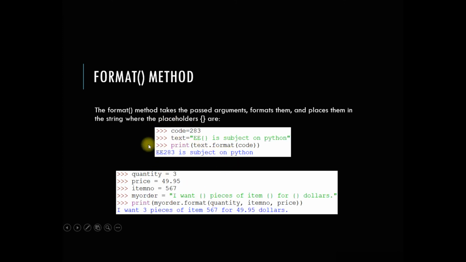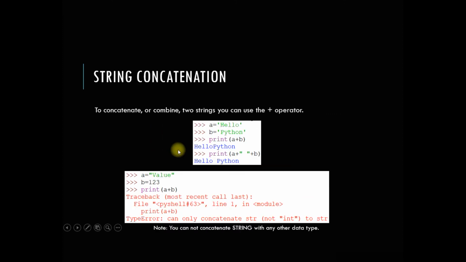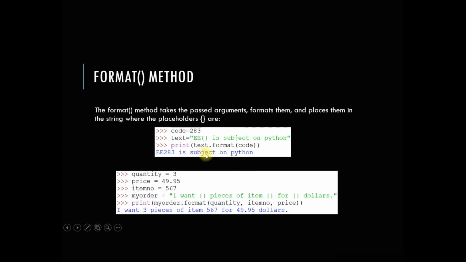Then there is the format method. Now, why am I discussing this method? It might be helpful at some point. Whenever you want to put a string together with an integer, like a total of something, total equal to 123, in that case you have to typecast. So what you can do is directly insert values in a string itself using this format method.